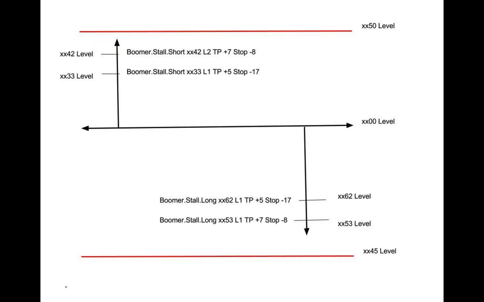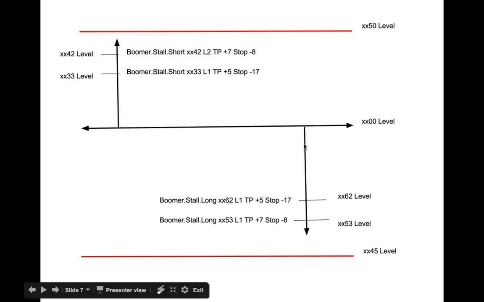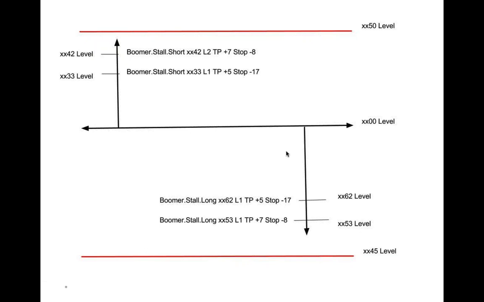Okay, good. Now, conversely, the longs. The price is falling, which would be the boomer stall longs. Here, we buy. Price is falling through the 00 level. We're buying the 62s. Again, take profit is just 5, so take profit is 67. Stop is 17, right? And then if it keeps on falling, we buy the 53s with a stop at minus 8. Our stop on the longs is 45.